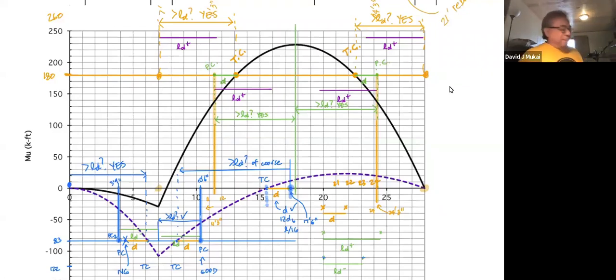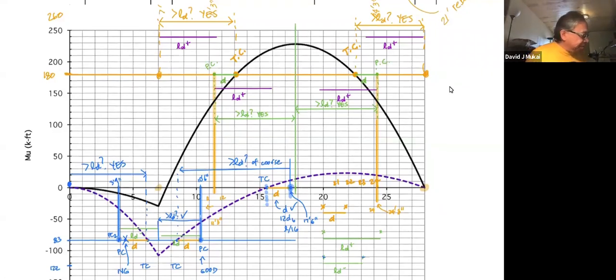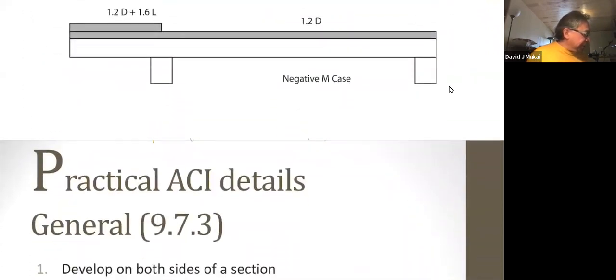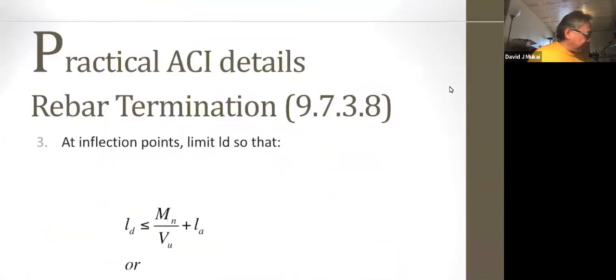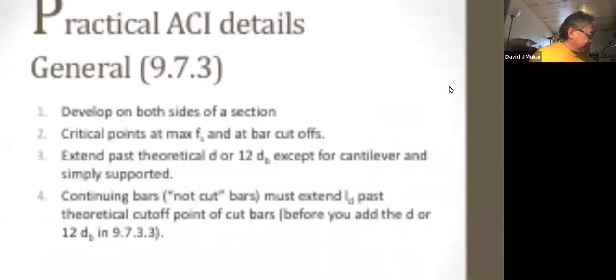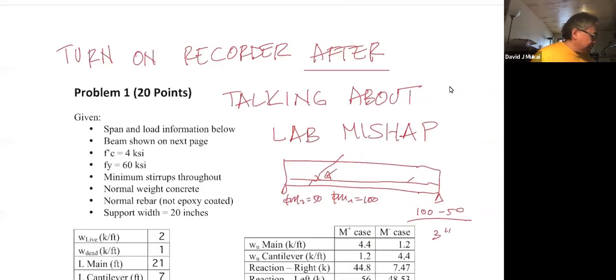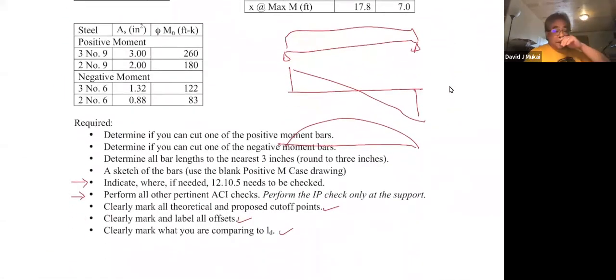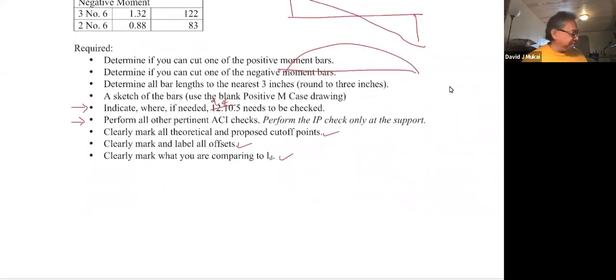Okay, so this is where we stopped last time. And what I said we would do is, I said we would do these two things today. Indicate where 12, it's now 9.4.5, where does that need to be checked? And perform all other practical checks. Okay, first one.